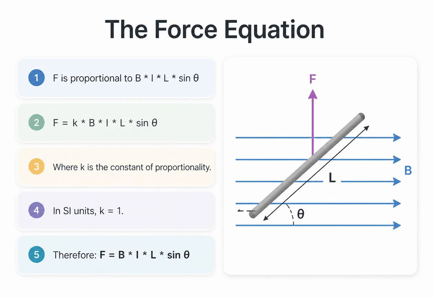By combining these proportionalities, we can write a single relationship. Force is proportional to the magnetic flux density B times the current I times the length L times the sine of the angle theta. Introducing a constant of proportionality, K, we get F equals K times BIL sine theta. In our standard international system of units, we define our units such that this constant K is exactly equal to 1. This gives us our classic, elegant equation, F equals BIL sine theta.